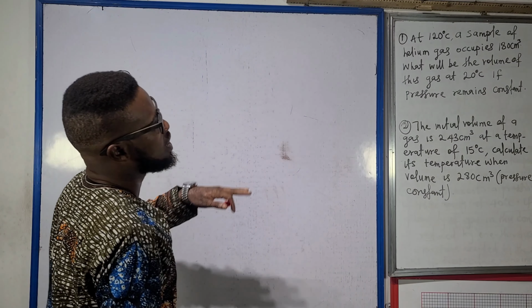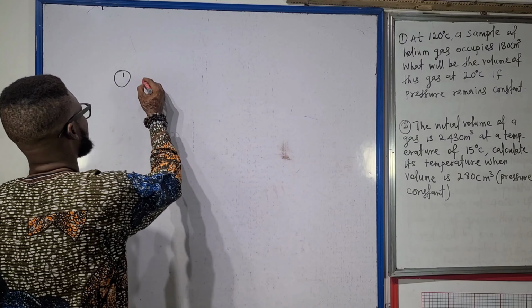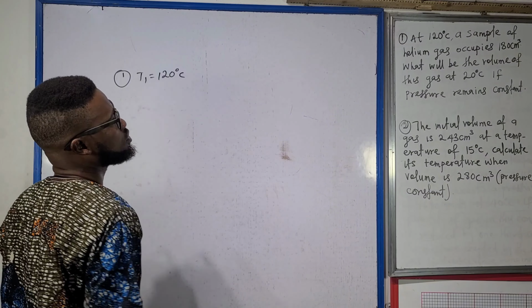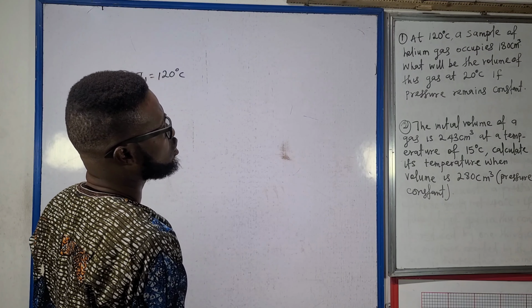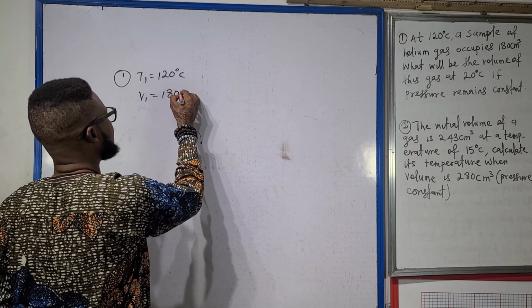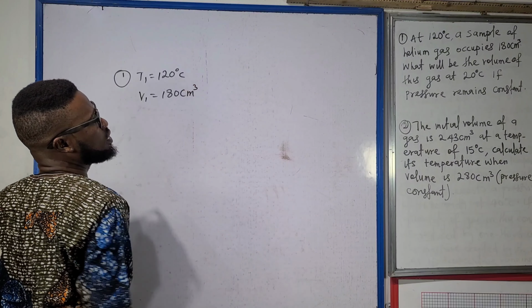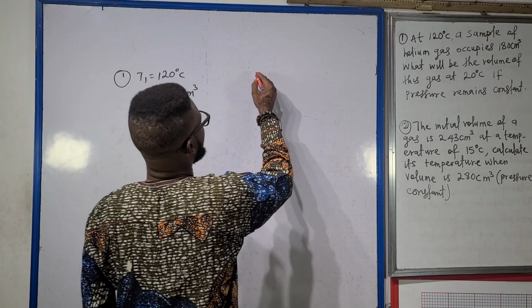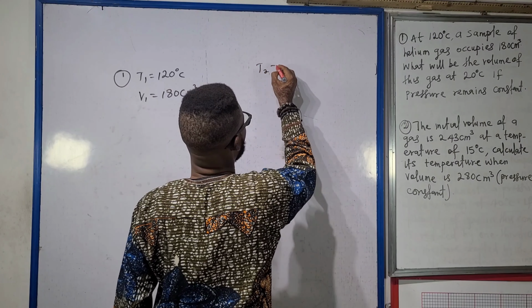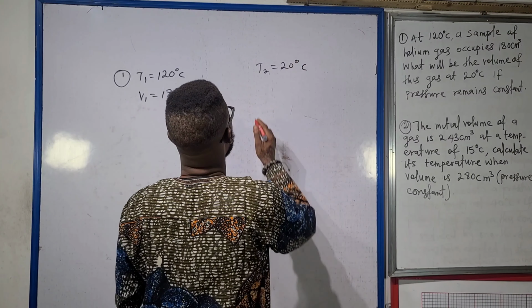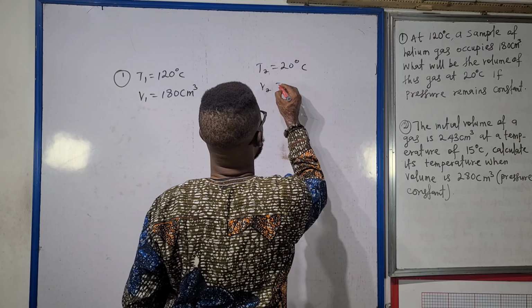Moving on, let's look at the very first question there. It states at 120 degrees Celsius, so that's T1, 120 degrees Celsius, a sample of helium gas occupies 180 cm cube. V1 equals 180 cm cube. What will be the volume of the gas at 20 degrees Celsius? The new temperature is 20 degrees Celsius. What will be the volume? That's V2, the question.